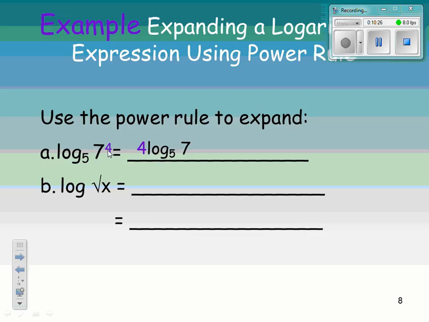Now let's take a look at B. I've got the log of x square rooted. Now, the square root can also be written as x to the 1/2 power. That's just the relationship. So if I write that as x to the 1/2 power, now I grab that power and swing it to the front of the log. So it's going to end up being 1/2 log x.